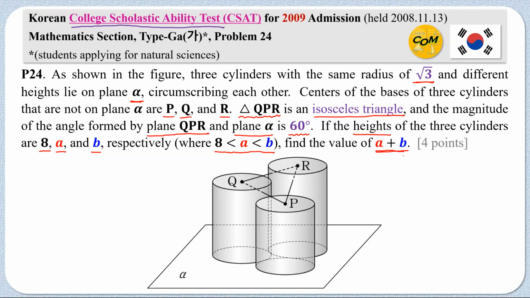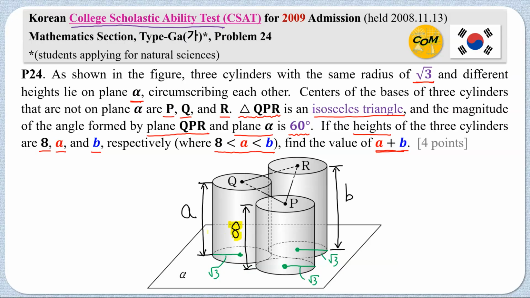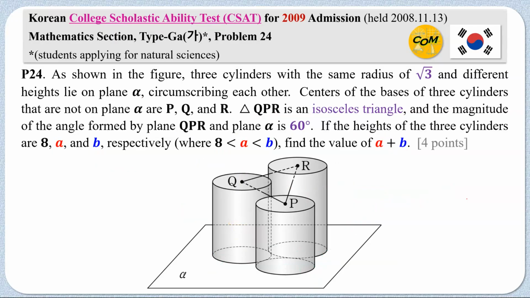So if we quickly recap the given info, these base radii are all square root of 3, and we have these heights 8, a, and b. This triangle QPR right here is an isosceles triangle, and these two planes form an angle of 60 degrees. Now let us solve the problem.